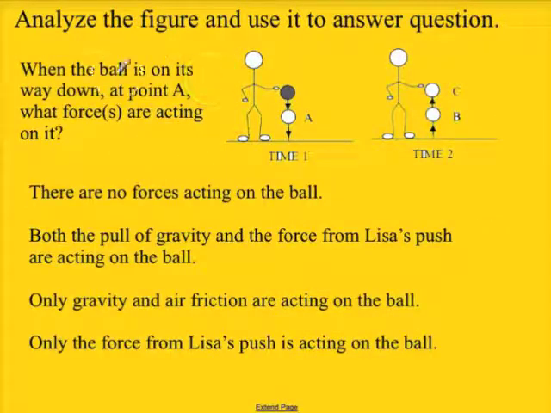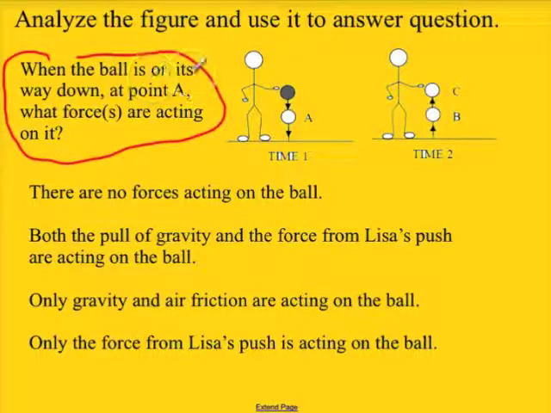When I look at this one, you may look at this and say, oh, it's the same question, but let's read it. When the ball is on its way down at point A, what forces are acting on it? So now we're using this diagram here. So someone dribbled it. Now it's at point A. There are no forces acting on the ball. Again, cross it off. We know that there are forces acting on it.